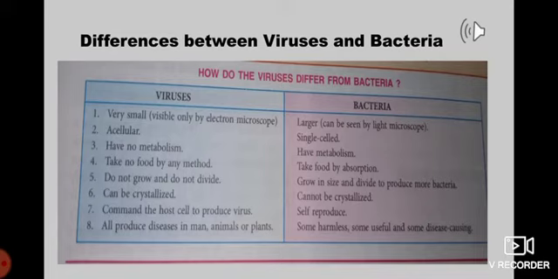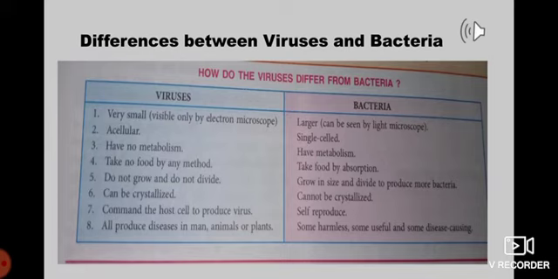Bacteria self-reproduce. That means bacteria have a process of reproduction. They do not need anybody else. Like in humans or any other animal, there is a requirement of one male and one female to reproduce. Whereas in microorganisms like bacteria, there is no requirement of a male or a female gender. One bacterium can divide on its own, can reproduce on its own. You will learn more about this topic in further chapters.